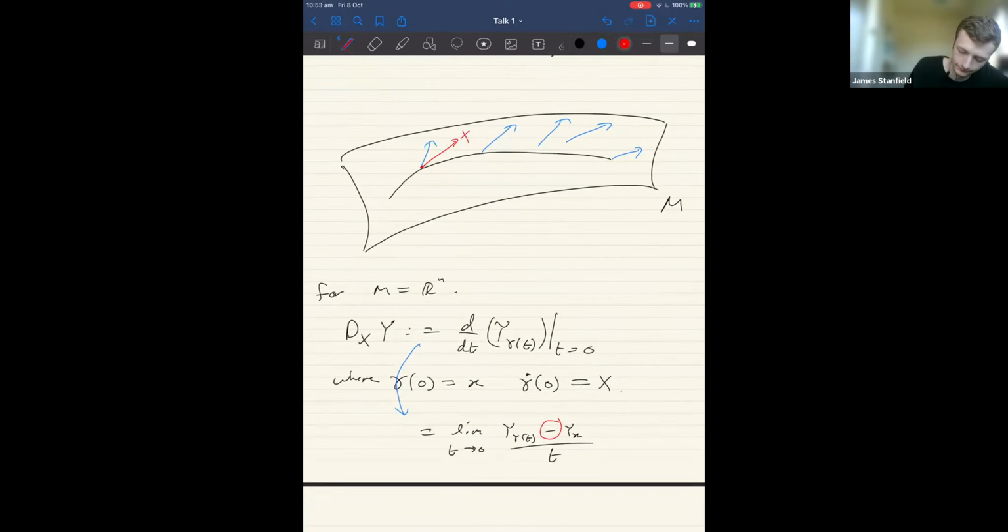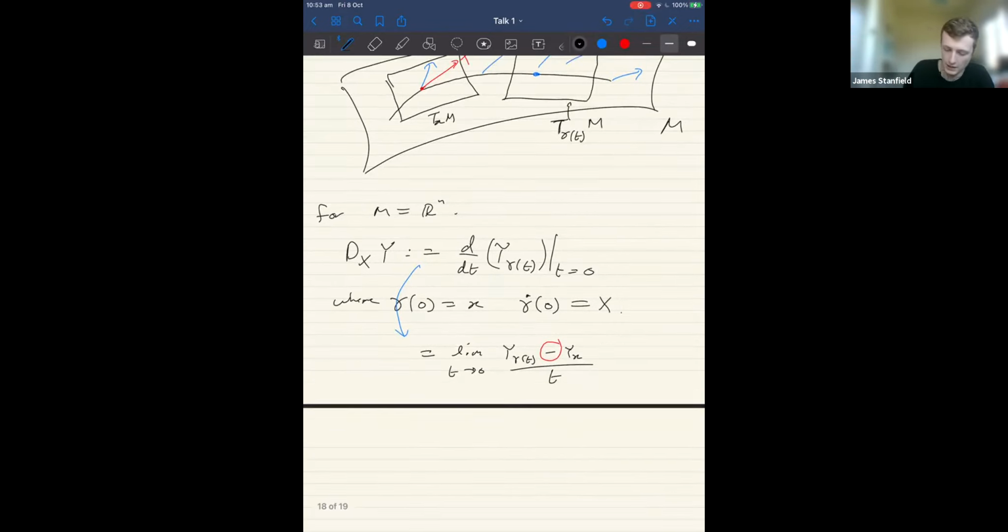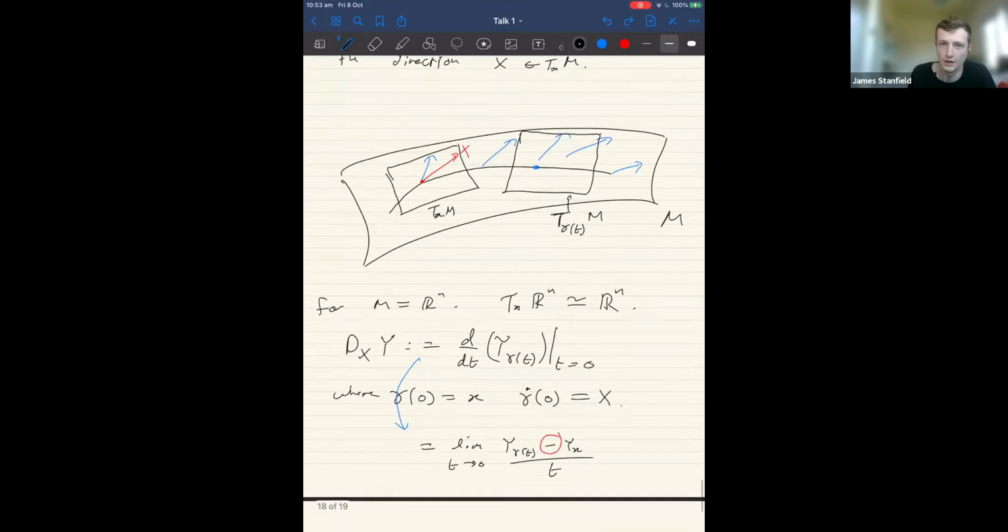So here we have T_xM, okay? And then maybe over here, this is some other vector space. This is T_gamma(t)M, okay? But a priori, remember in Rn, we can canonically identify every tangent space with Rn itself, okay? And so we immediately get a very natural interpretation of what that minus has to be. It has to just be subtraction on Rn.